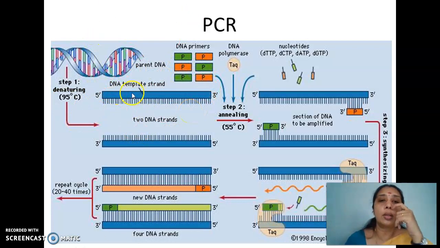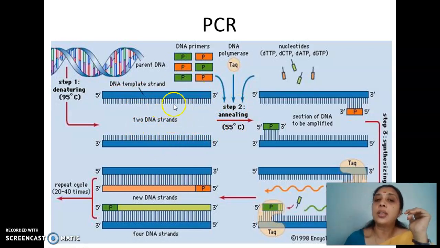This is the direction in which it undergoes doubling. DNA doubling happens only in the 5' to 3' direction, so that is why we call it the DNA template strand. This is the non-template strand. So these are the two strands.